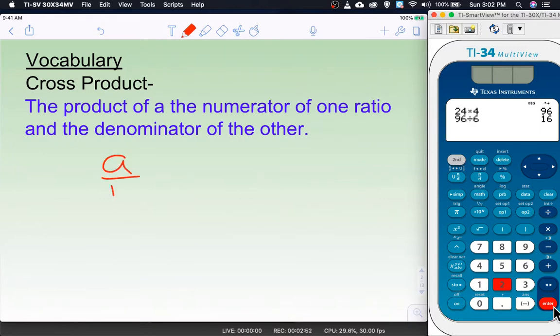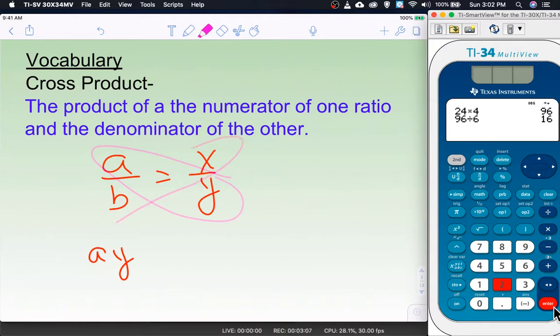So if I would have the ratios a over b and x over y, the cross product is what I get if I multiply these two together, and that would be like a times y. And if I multiply those two together, b times x, and you set them equal to each other. This step right here, this is the cross product. That is what I get when I multiply them together.